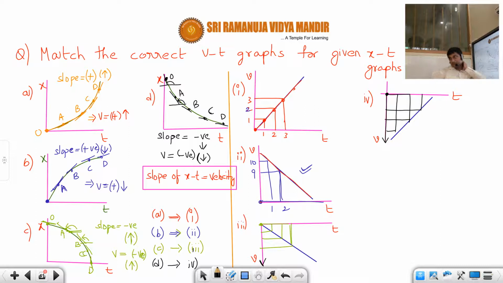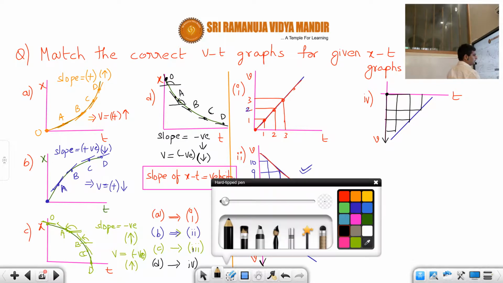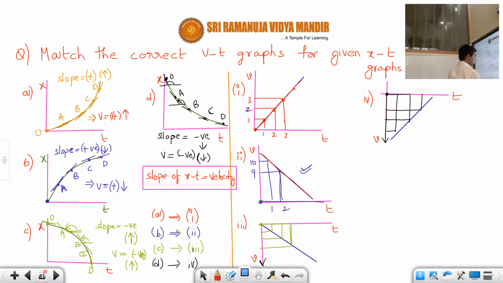Okay, so for the xt graph, if you just find out the slope, then you will get the VT graph. Okay, students. So actually only these type of curves will be there, A, B, C, D, and corresponding VT graphs will be accordingly. Suppose let us say VT graph is given as like this.